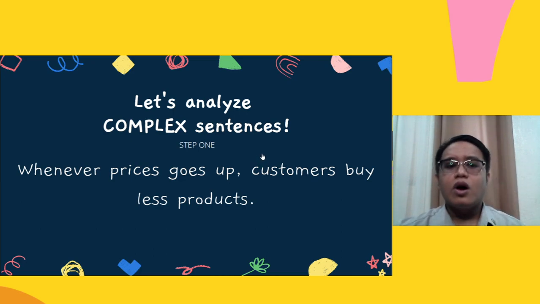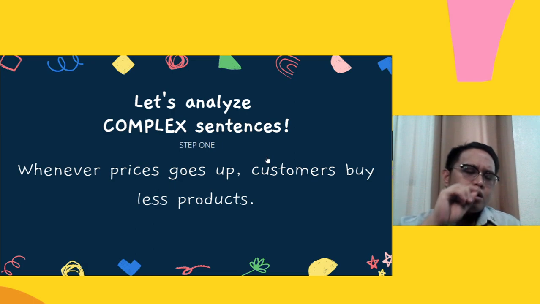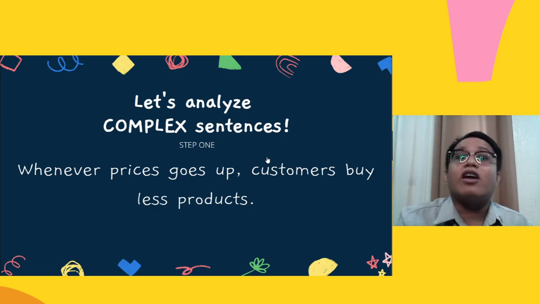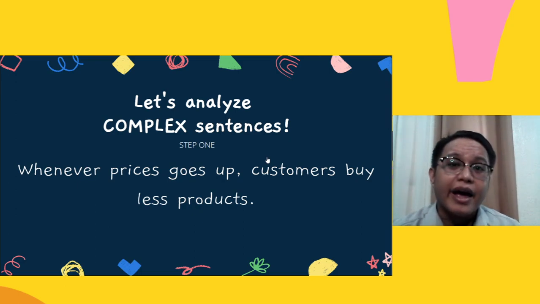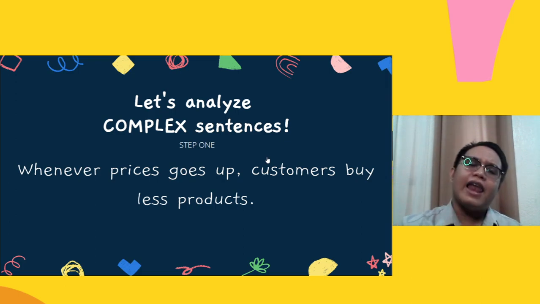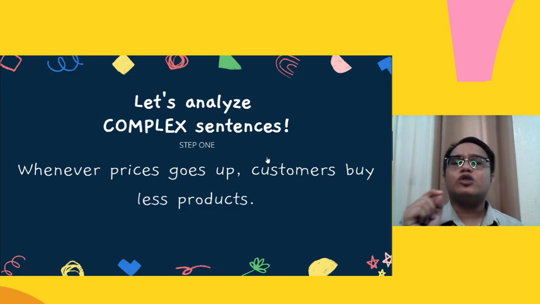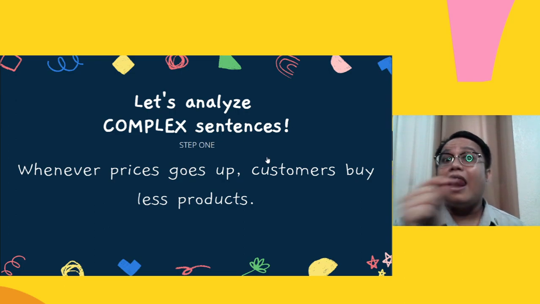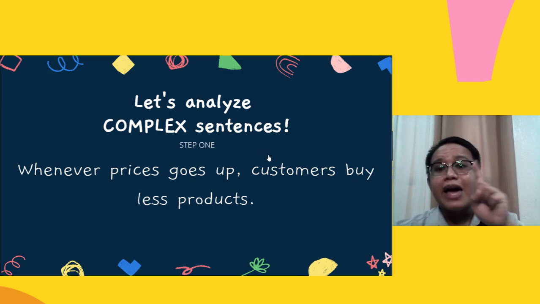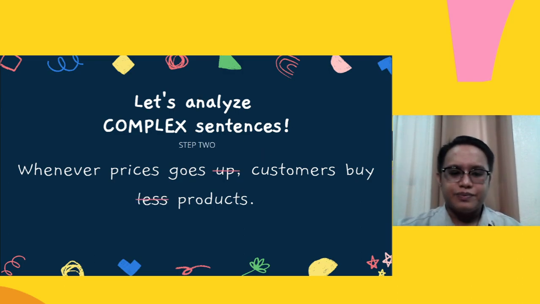Step number 2, cross out all the adjectives and adverbs in the sentence. Okay? So let's ask, the prices go where? The prices go up. Very good. So it's an adverb describing how the prices are going. Okay? So we cross up out. And customers buy less products. How many products will customers buy? Less, di ba? So less there is an adjective. So we cross both up and less out.